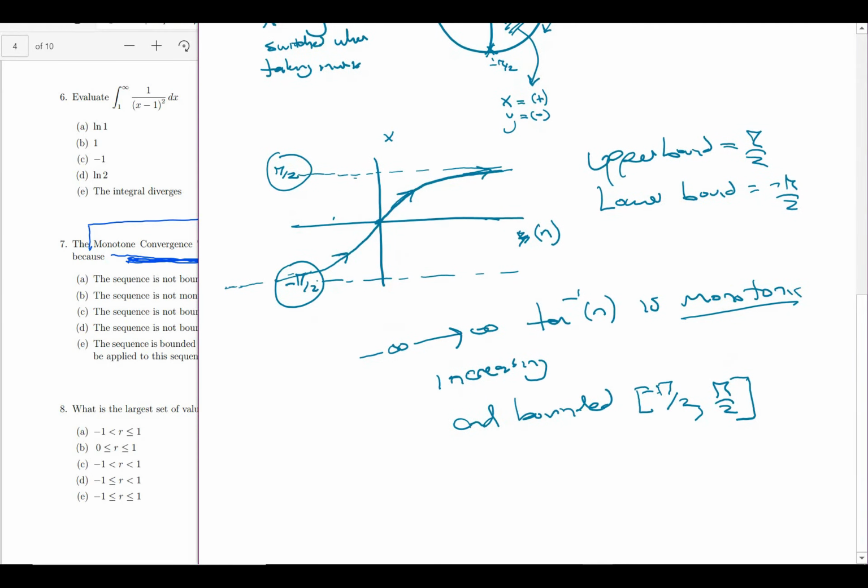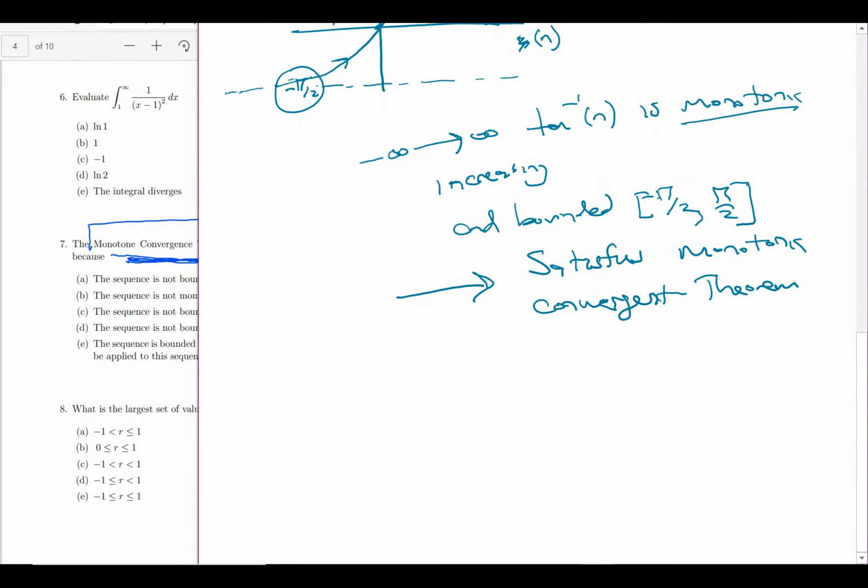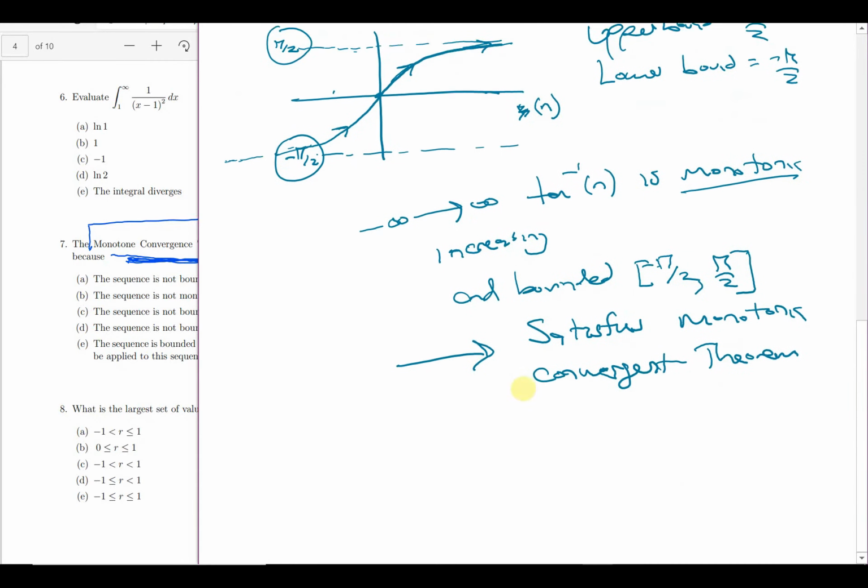So therefore we conclude it satisfies the monotonic convergent theorem, because as n goes to infinity, it converges to pi halves.